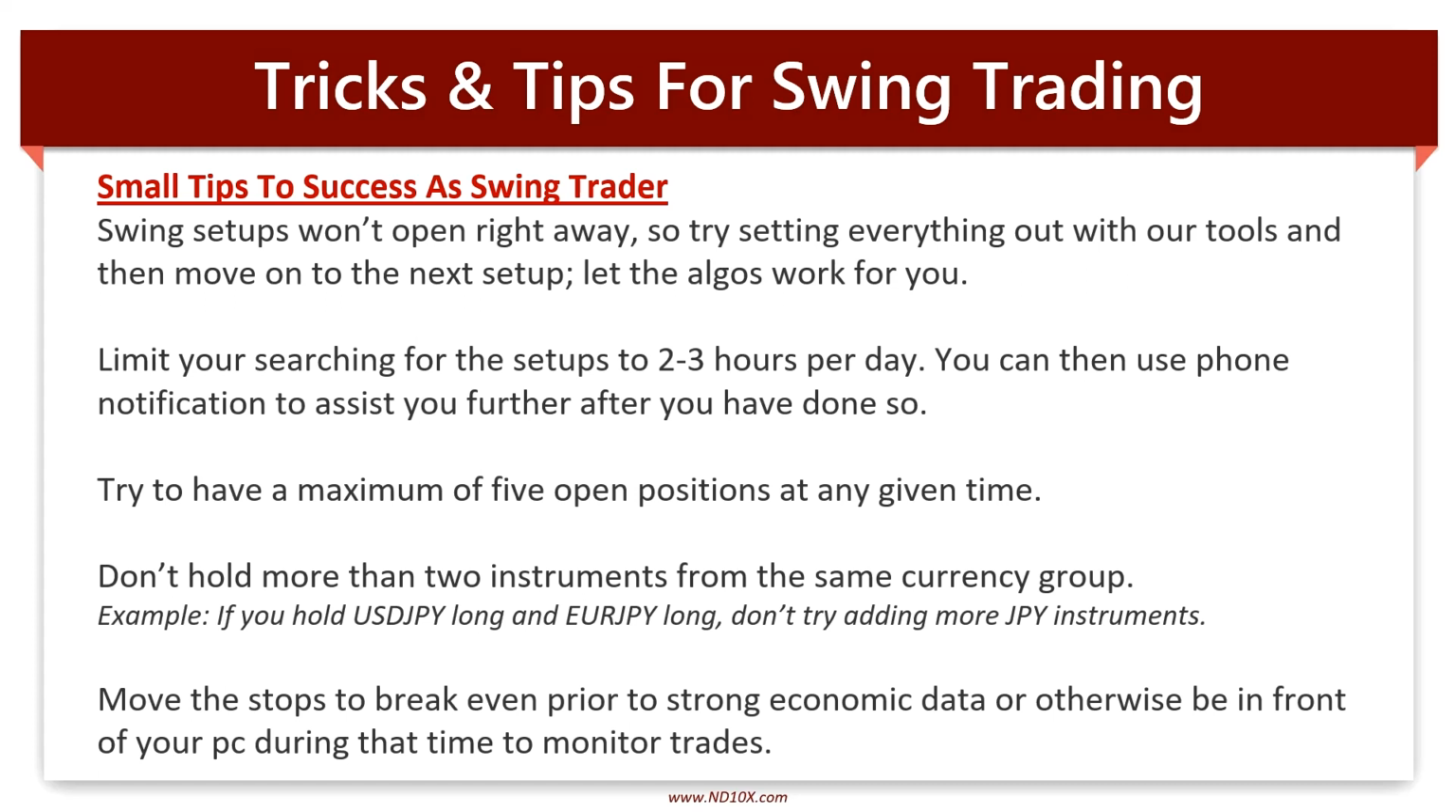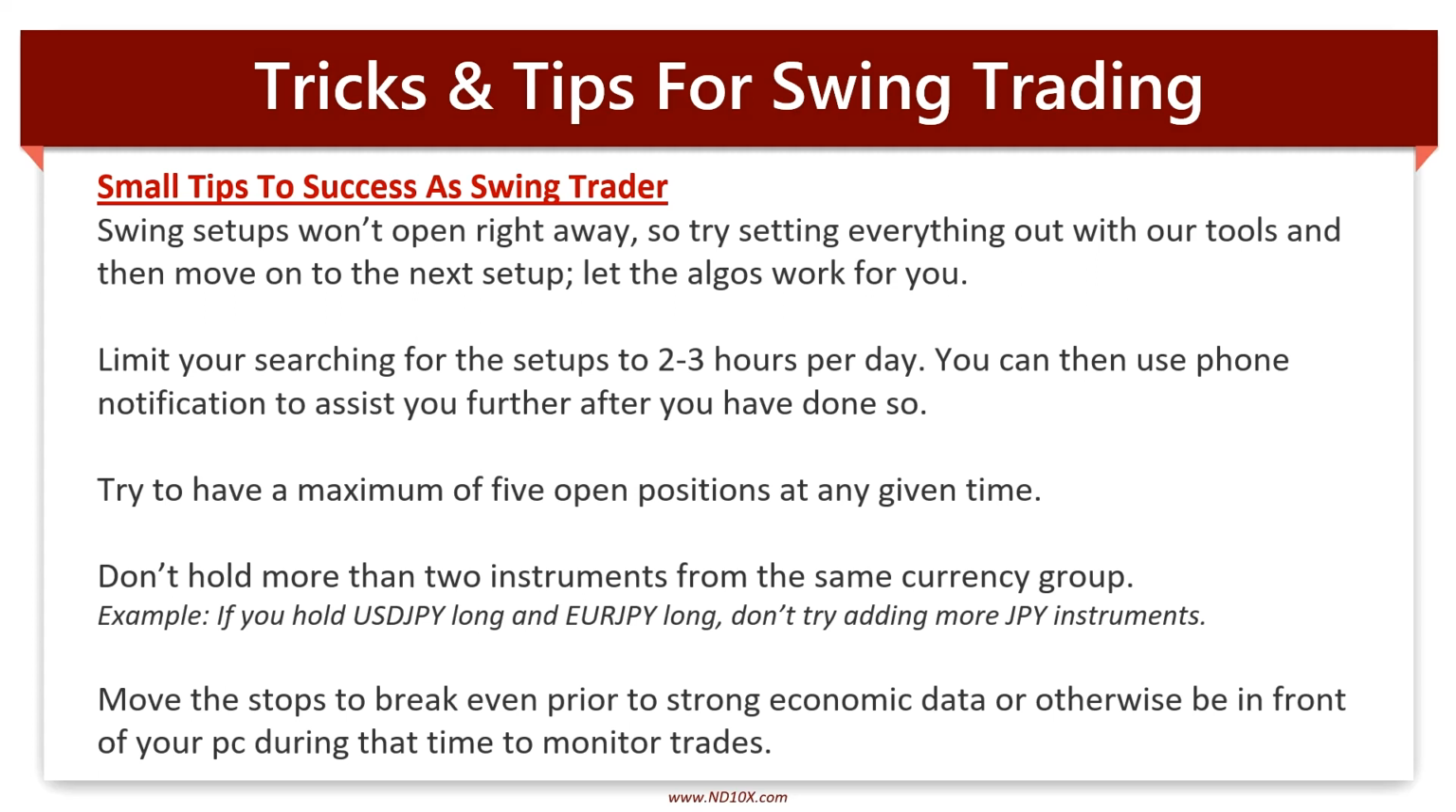Try to have a maximum of 5 open positions at any given time. Our goal as a swing trader is to build some sort of a portfolio that will work always. So I always like to have 5 open trades on my book. First of all, when we move the risk after 90 days to 2%, the 5 trades would give us a 10% risk. And that can be high sometimes. So you don't want to overexpose yourself.